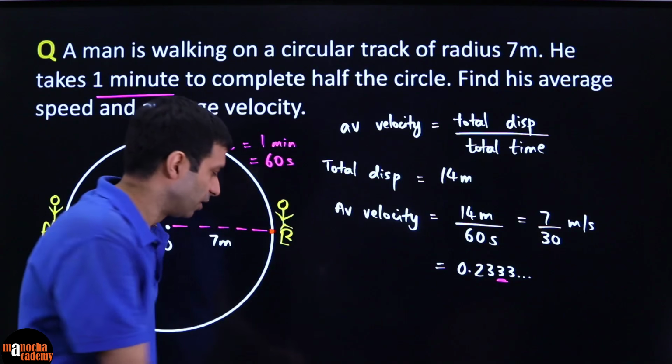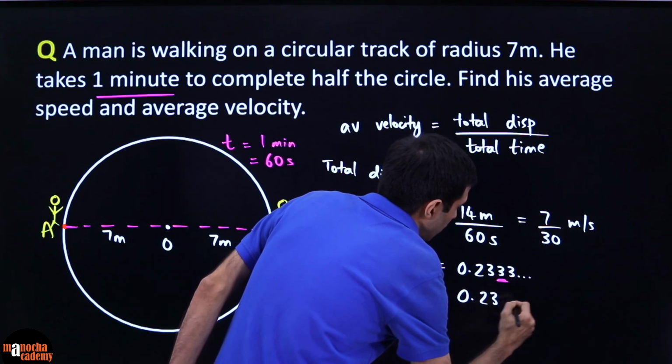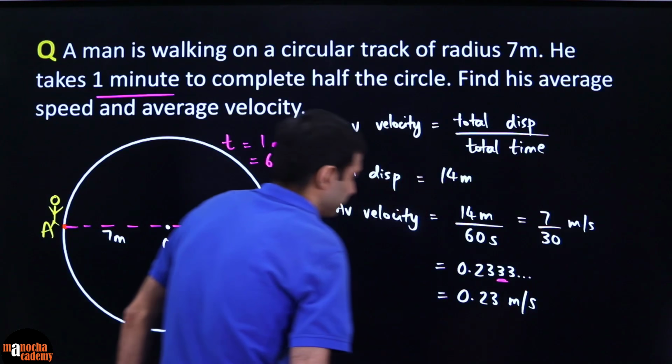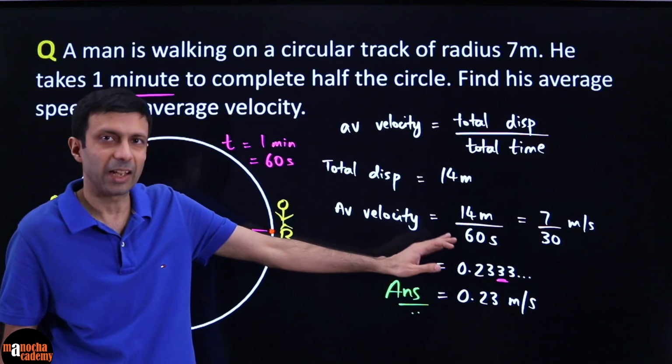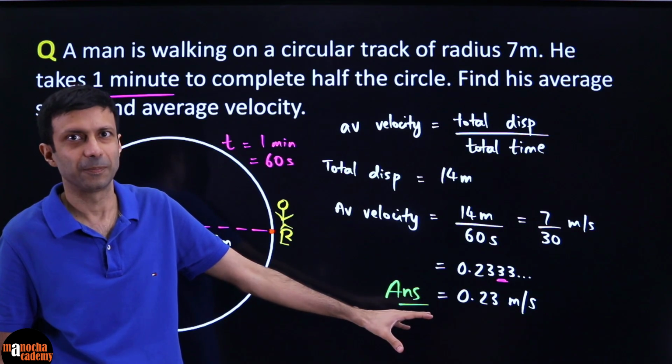So just copy it down and the final answer is going to be 0.23 meter per second. Please make sure you are taking care of the units when writing, and writing your answer clearly in this decimal place.